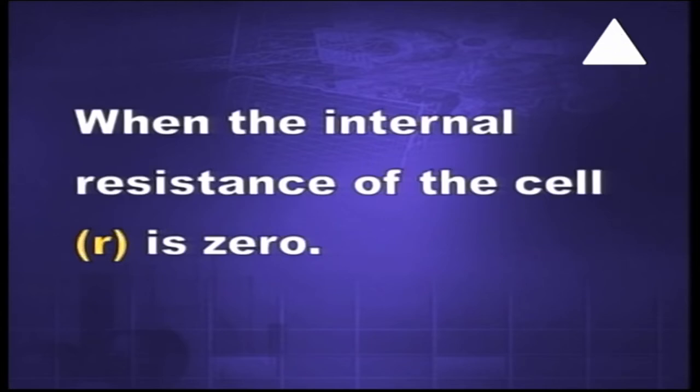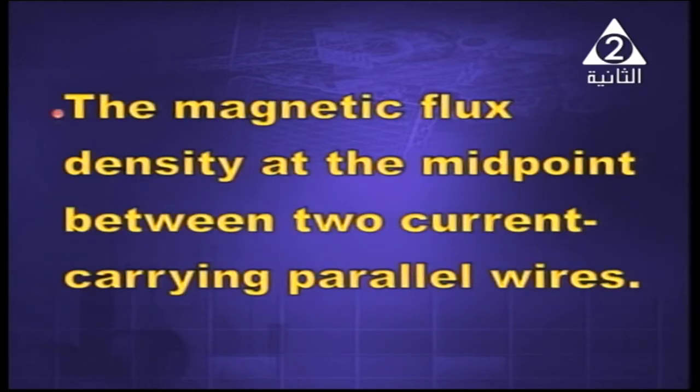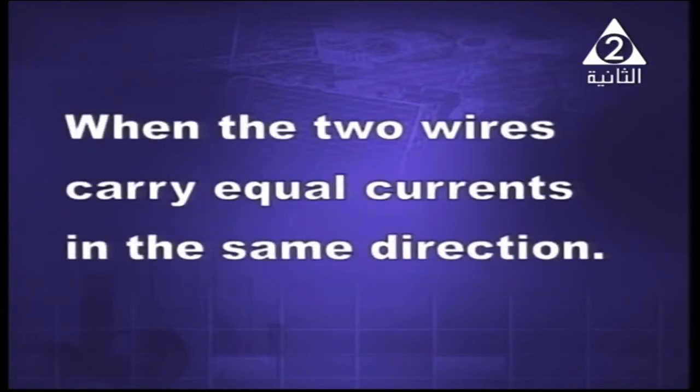Another item of the same question: when does the magnetic flux density at the midpoint between two current carrying parallel straight wires equal 0? It happens when the two wires carry equal currents in the same direction. So they should carry equal currents in the same direction.